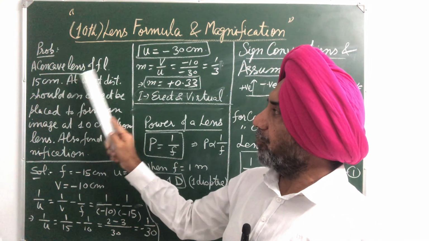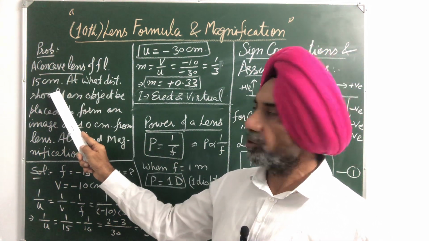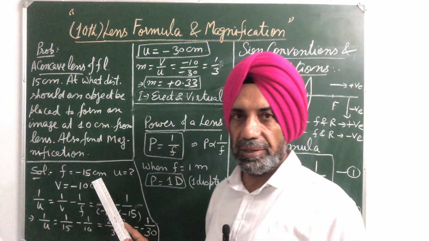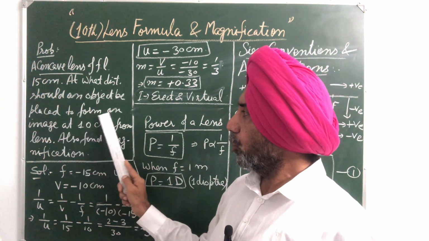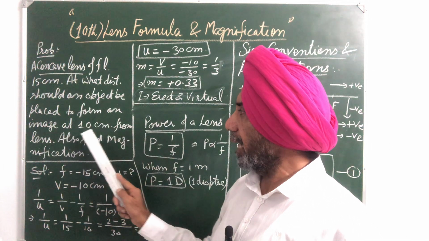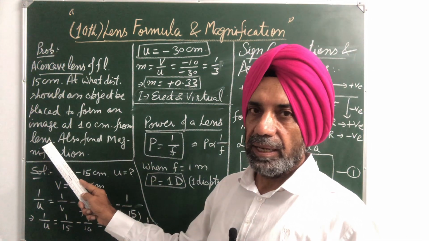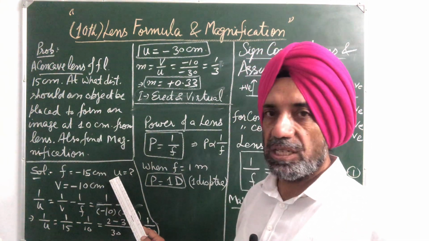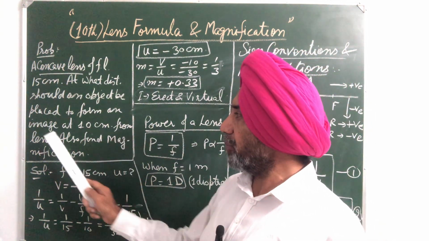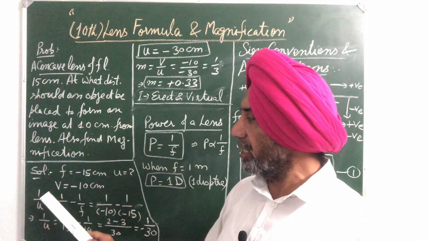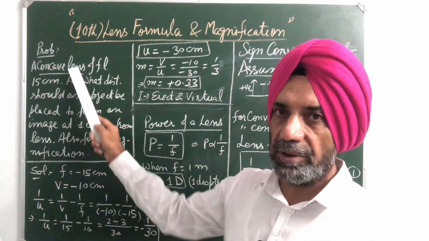A concave lens of focal length 15 centimeter, so f = -15 centimeter. At what distance should an object be placed to form an image at 10 centimeter from the lens? It means we have to find u, the distance of the object from the lens, so that the image formed is at 10 centimeter. It means v = -10 centimeter in case of a concave lens.